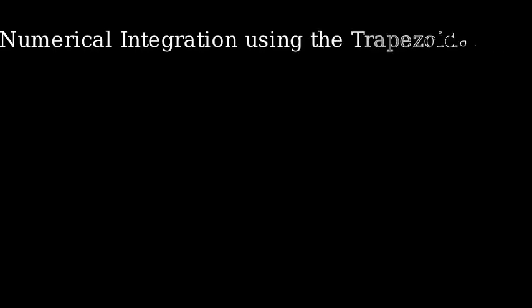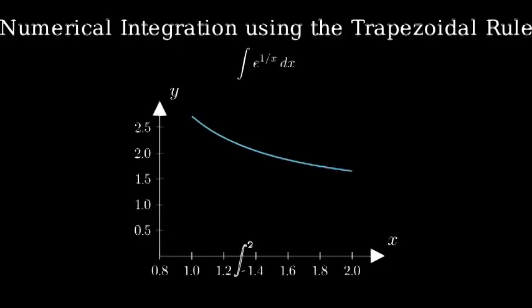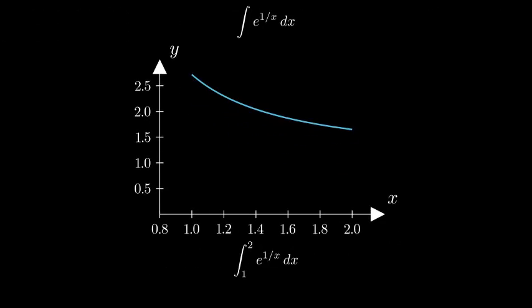Welcome. Today we'll learn how to numerically integrate the function e to the power of 1 over x using the trapezoidal rule with n equals 4 subdivisions. First, let's set up our problem. We'll integrate from x equals 1 to x equals 2, dividing this interval into 4 equal parts. Here's what our function looks like over this interval.